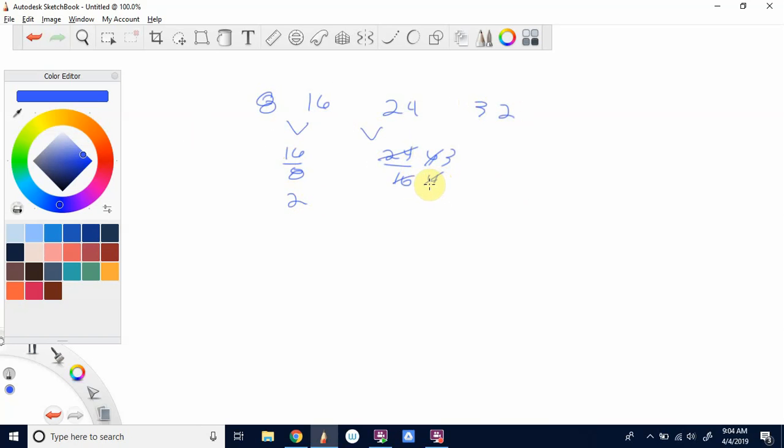Divided by 2, we get 3 halves here. That is not equal to 2. And then if we do 32, and I might have done bad math here, divided by 24, divide by 8, we get 4. Divide by 8, we get 3. 4/3 definitely is not equal to 2. So we don't have a common ratio, so it's not a geometric sequence.